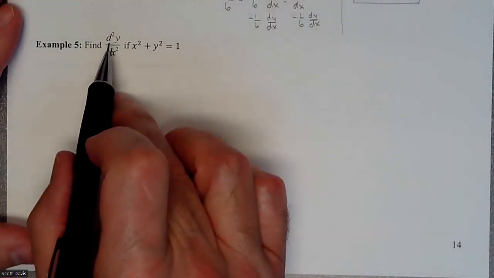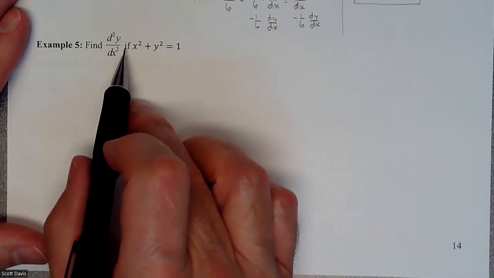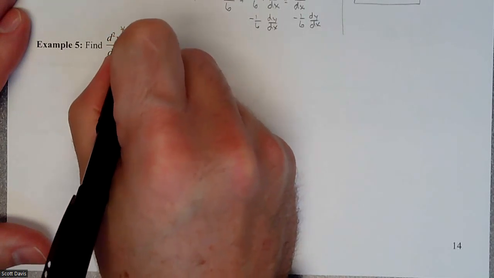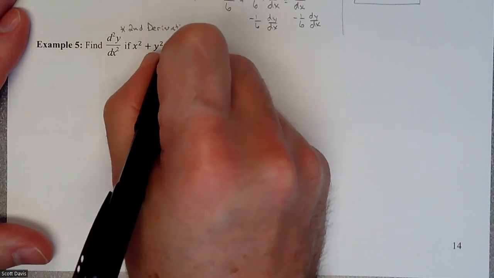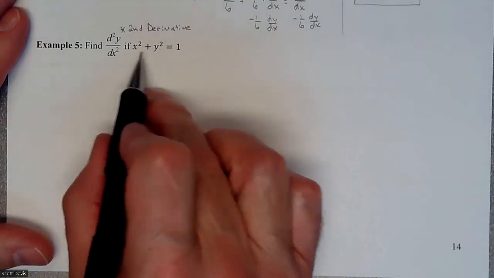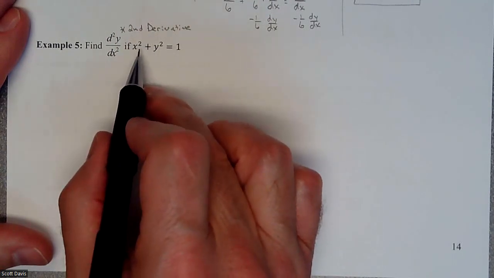In this example, we are looking to do d squared y divided by dx squared, which really just means second derivative. And so that is what we're looking to find. So we're looking to take the second derivative of this, and this is the equation of a circle. We've got to do the derivative and then do the derivative of the derivative.